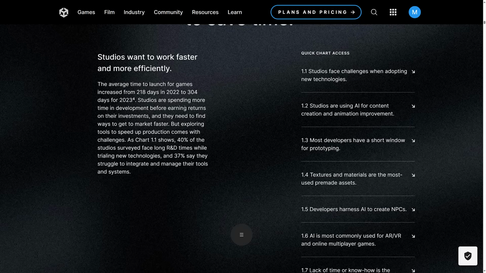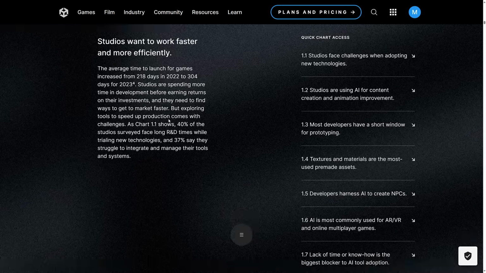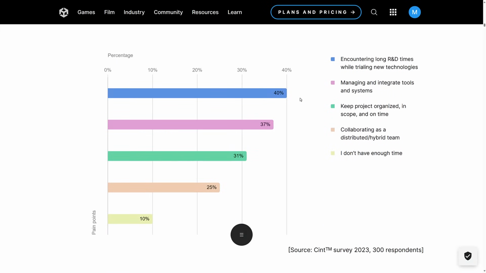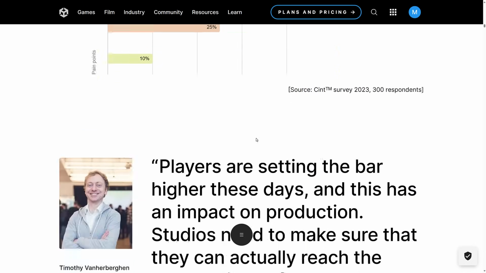Now, there are some interesting facts here beyond just AI, so just about game development in general, such as the average development cycle for a game made with Unity was 218 days in 2022 and became 304 in 2023. So it's taken 50% longer to create games at this point in time, which is definitely interesting. The problems they had working with these things is long R&D time learning the tech, basically integrating it with their systems, keeping projects organized, collaborating as a team, and not having enough time.